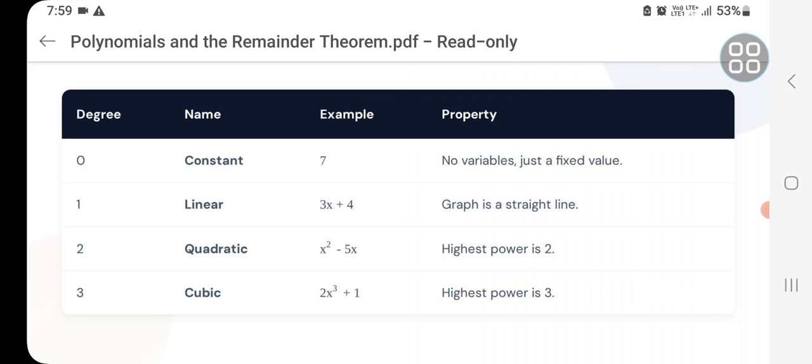What is the power of the constant polynomial? It is 0. Okay, so I give another example for you, that is 7. I give only one single number. It doesn't have any power, which means we can say it is a constant. So it will be the constant polynomial.